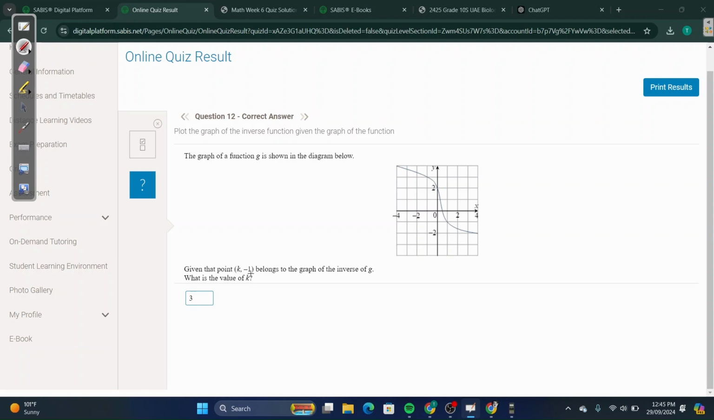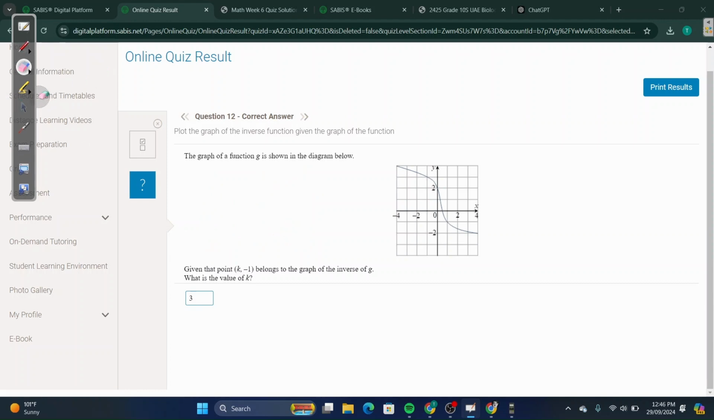Given that (k, -1) belongs to the inverse of g, so this is the inverse. So (k, -1) is in f inverse of g. This would mean that (-1, k) is in g. So obviously this is our x and y. You're gonna want to look at -1. So this here is -1. Y would be k. This is 3. So k is equal to 3.